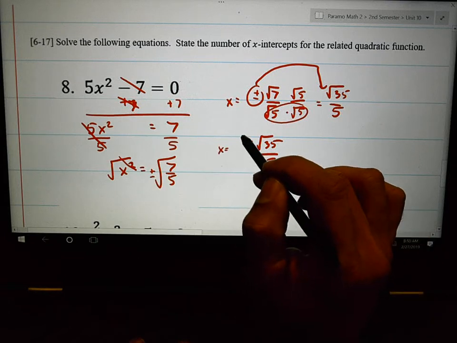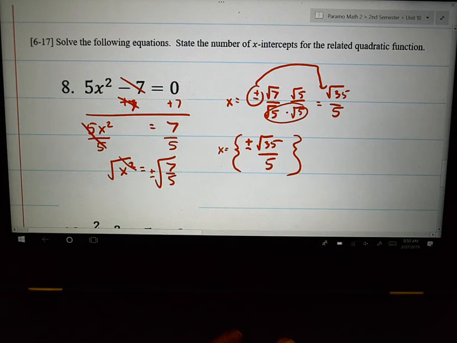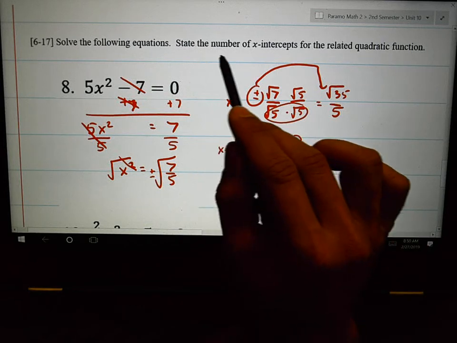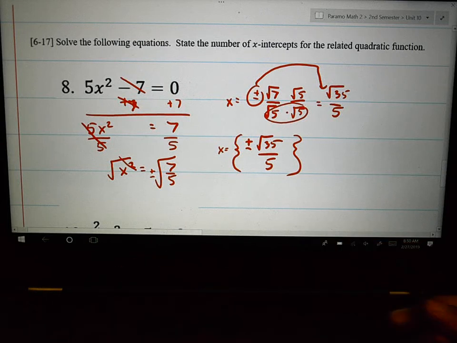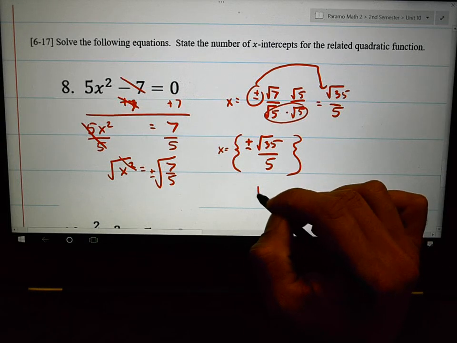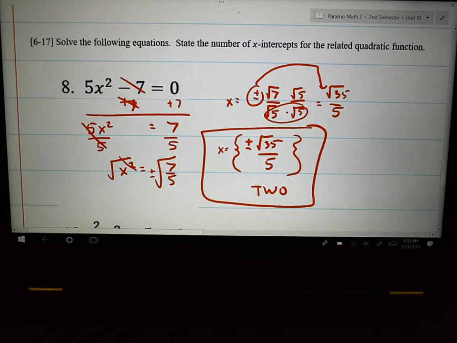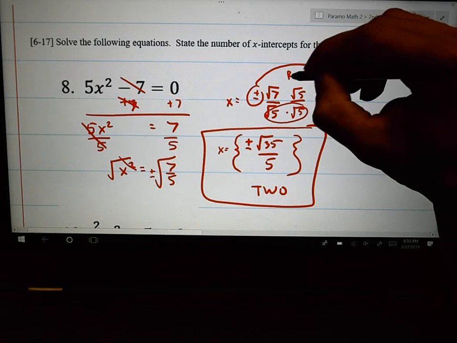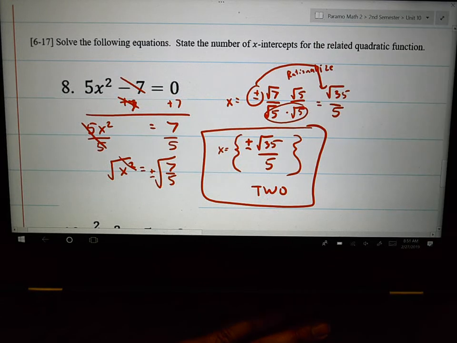Solve the following equations. We did. It's a positive or a negative root 35 over 5. State the number of x-intercepts for the related quadratic function. How many x-intercepts are there? There are 2. This is where we rationalize. Something we haven't done in a while.